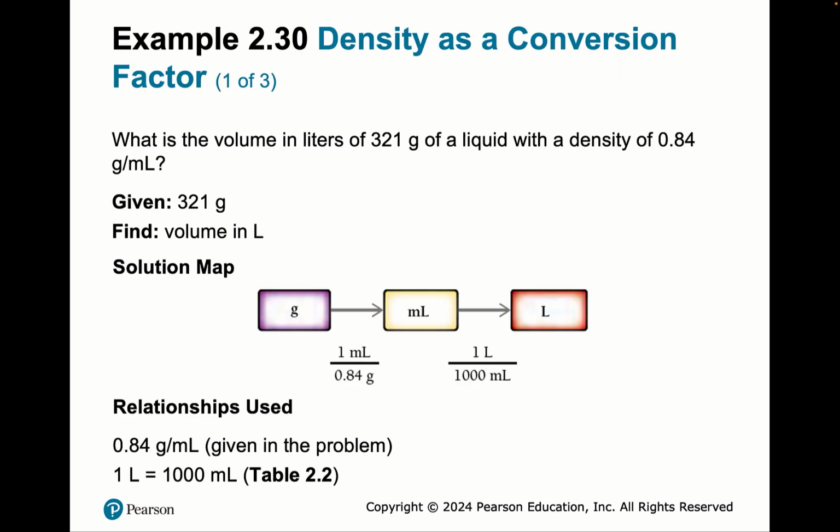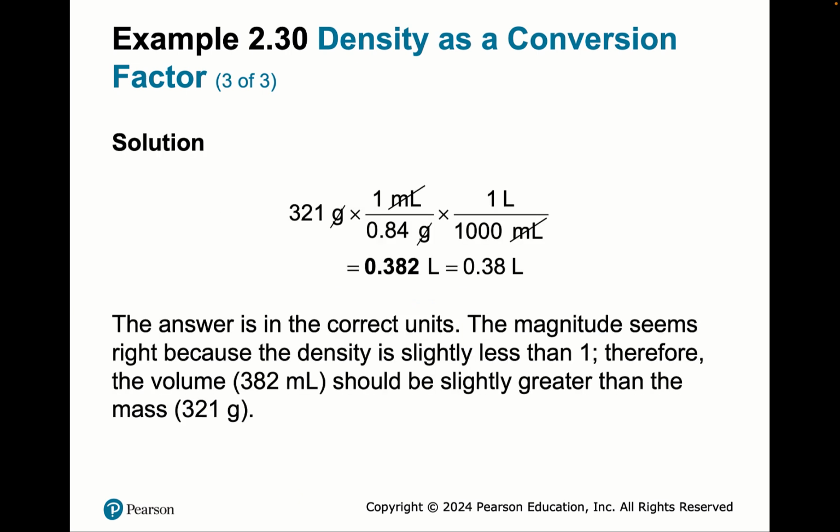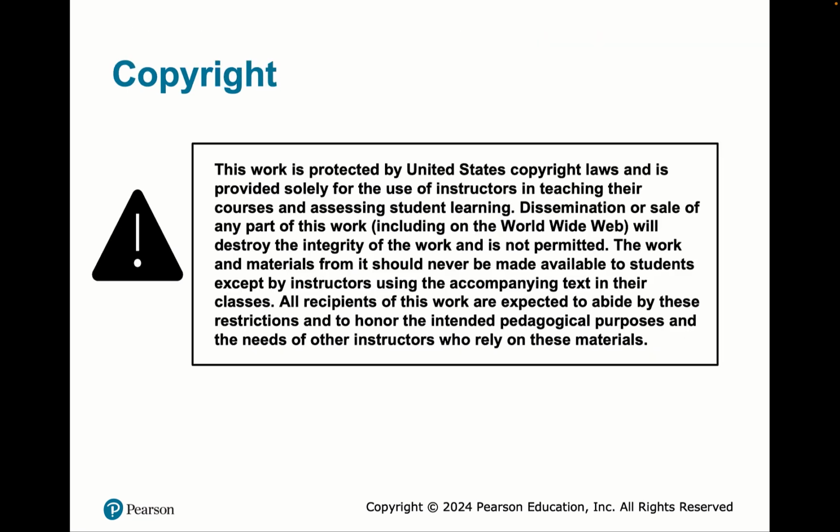And density is a conversion factor. So we've had a few problems like this. 320 grams of liquid with a density of 24 grams per milliliter. What is the volume? So again, do dimensional analysis. Start off with the given on the left, and then work your way over, converting the units, and you are left with 0.38 liters. So kind of just moving left to right. And done for chapter 2.